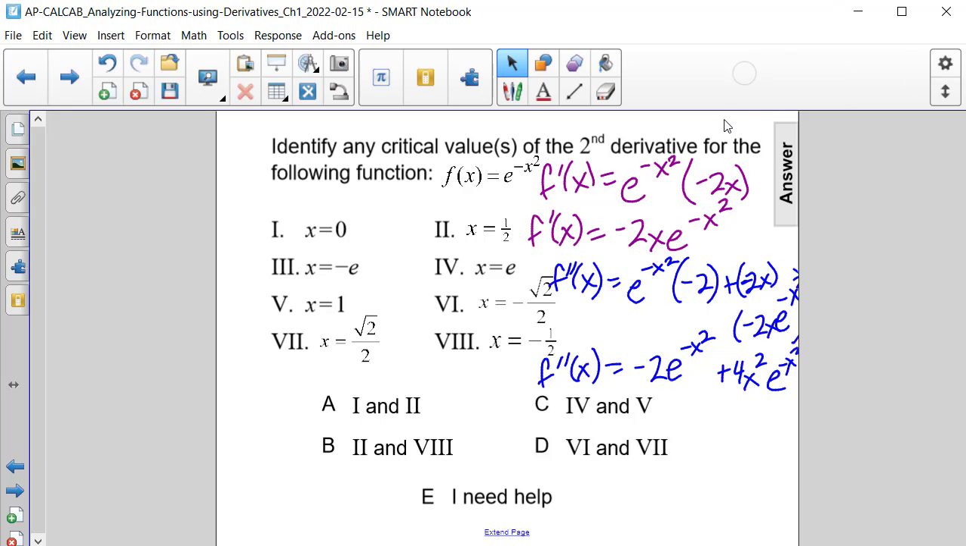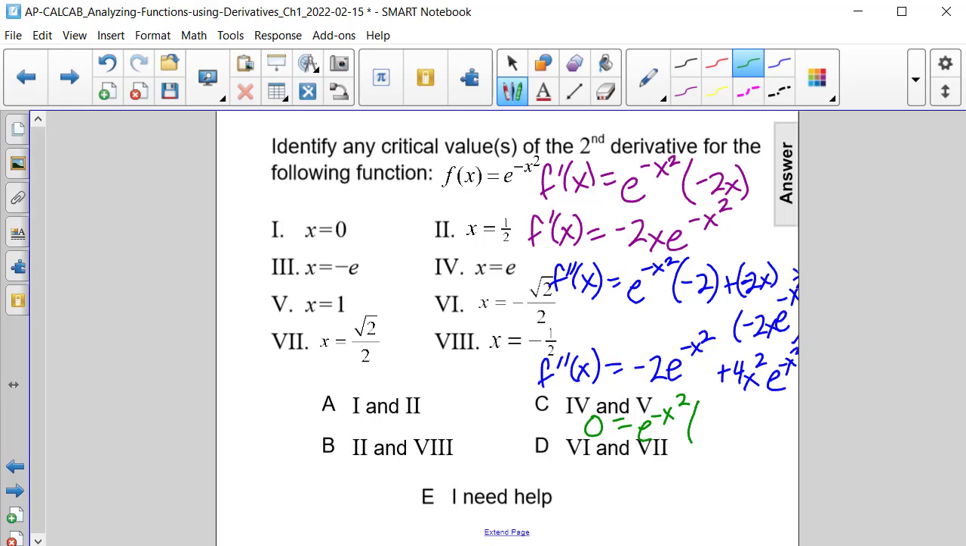And now to find our critical values, we need to set our second derivative equal to 0. So let's do that as the next step. So we have that 0 is equal to, we can pull out an e to the negative x squared from both terms. When we do that, we will be left with a negative 2 plus 4x squared.